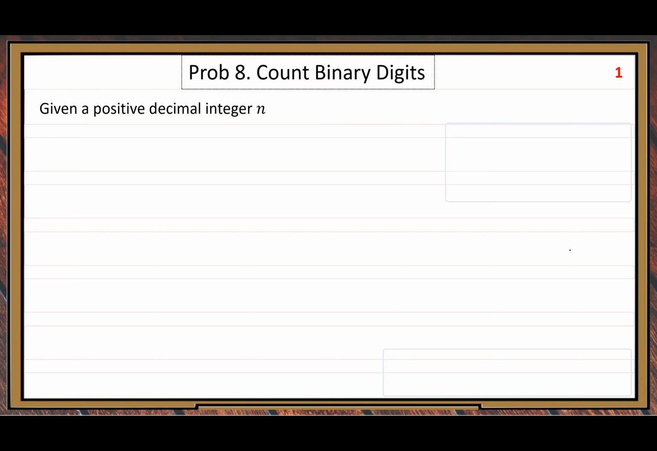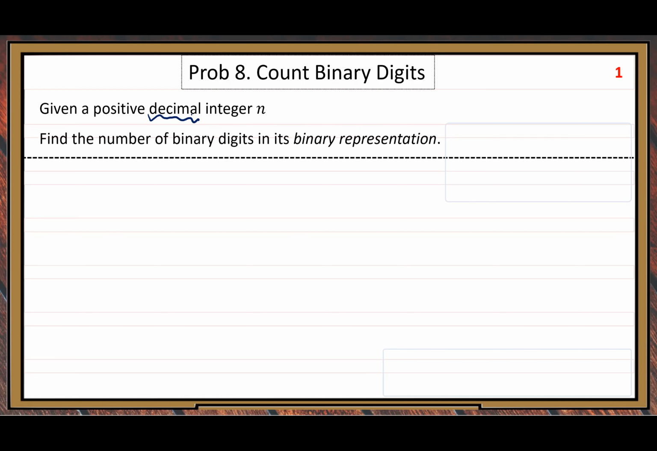Given a positive decimal integer n. By default, a given integer is decimal, but why do I emphasize decimal here? The reason is that later I will talk about binary, so that's why I mentioned decimal first. Find the number of binary digits in its binary representation. We know binary digits, we usually call them bits, right? Bits.